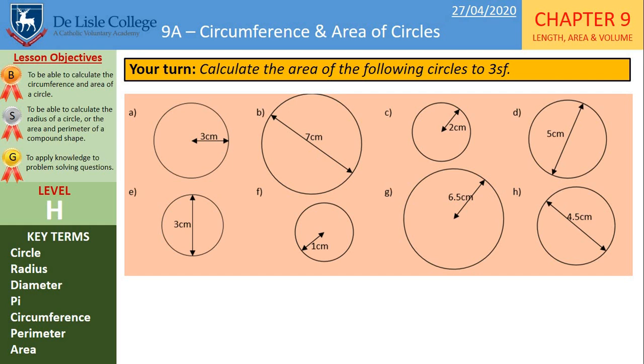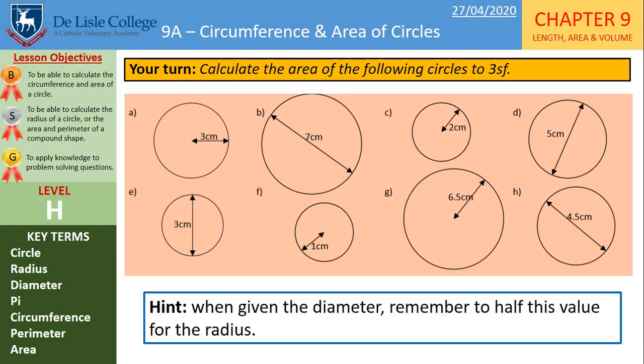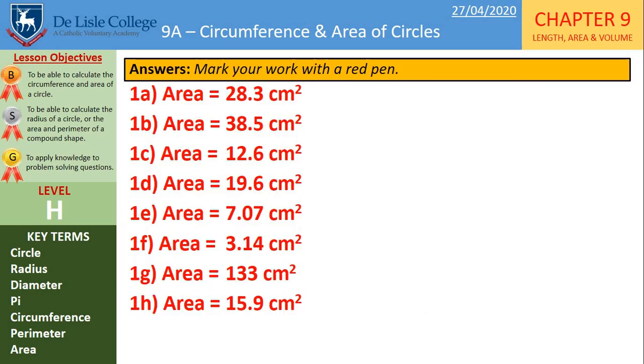Okay, these are the same circles as before. We're now going to calculate the area of them. Just check that when you're given the diameter, remember to half this value to get the radius. Pause the video while you work through these. Okay, let's mark them. Here are your answers. Pause the video if necessary.